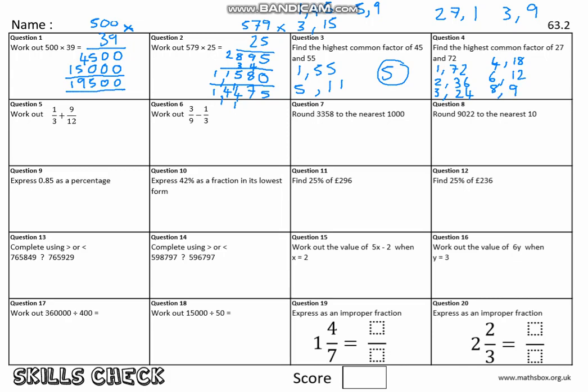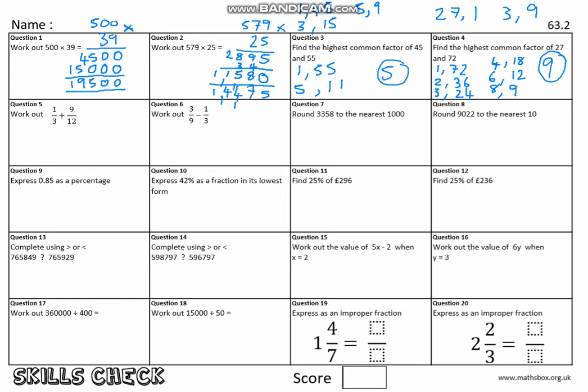Okay, so lots more factors there for the number 72, but now we can look at both lists and we can see what the highest number is that appears in both of our lists. So in this case it's the number 9, so we can write 9 as our final answer there. Okay, so on to the next one.